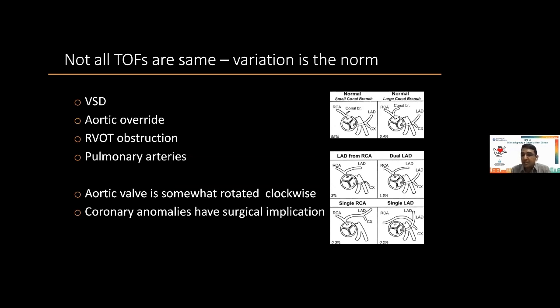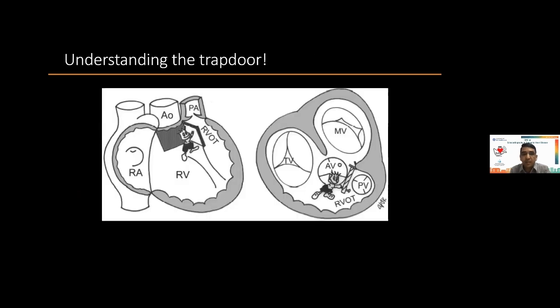Aortic valve is somewhat rotated clockwise, and because of that, coronary anomalies are not uncommon in tetralogy of Fallot. As you can see over here, up to 3 to 5% of patients with tetralogy have coronary anomalies. And more importantly, these coronary anomalies may have surgical implication. We'll see how.